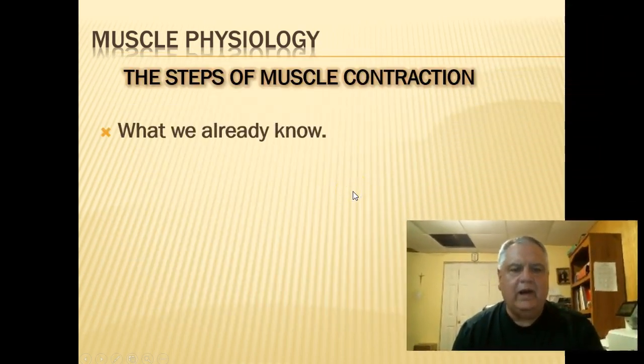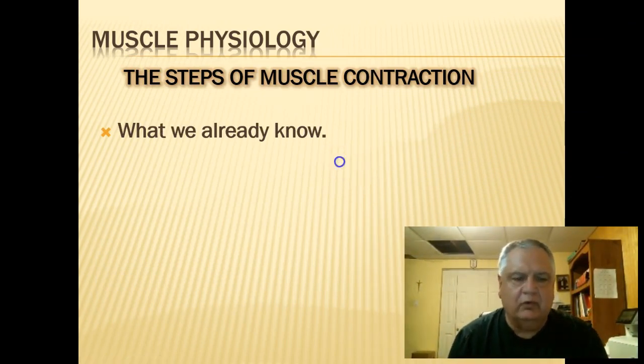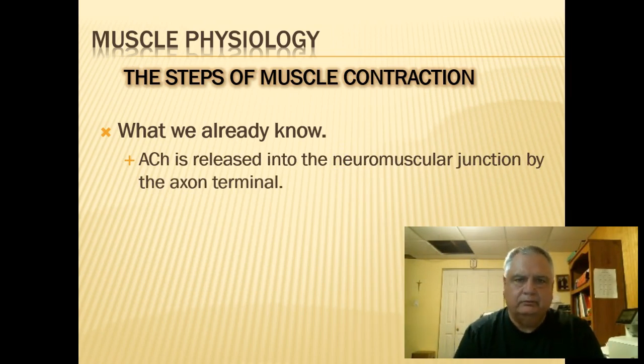Okay, so now what happens once that takes place? Let's take a look at what's going to happen. What are the steps of a muscle contraction? Here's what we already know. When an action potential reaches the axon terminus, the axon terminus is going to release acetylcholine from synaptic vesicles into the neuromuscular junction, or the cleft.